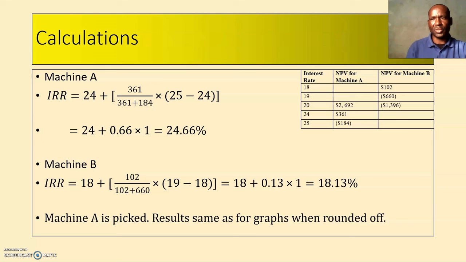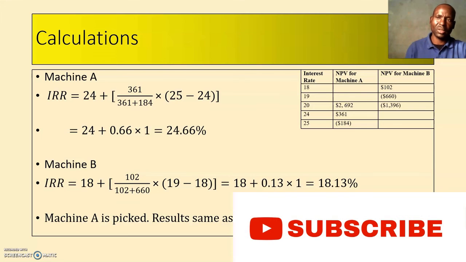So that is all based on the decision rule, which says that the internal rate of return has to be greater than the cost of capital for you to invest in a particular investment or project. And if the internal rate of return is less than the cost of capital, like is the case for machine B, then it means that you can't invest in that.